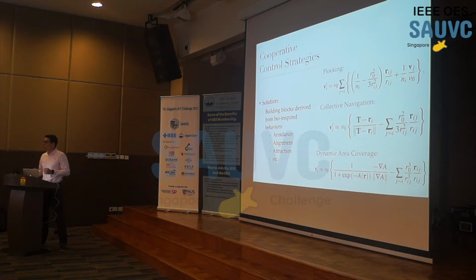In other cases, you want to have repulsion because you want to cover a given surface area, like area coverage. I'm not going to go through all these equations. I just want to mention that for each of these building block behaviors, essentially you have a simple rule which is embedded into the control algorithm of the buoys.